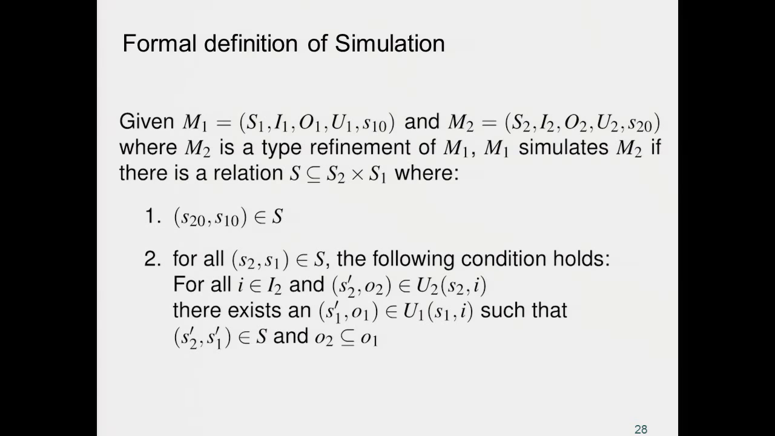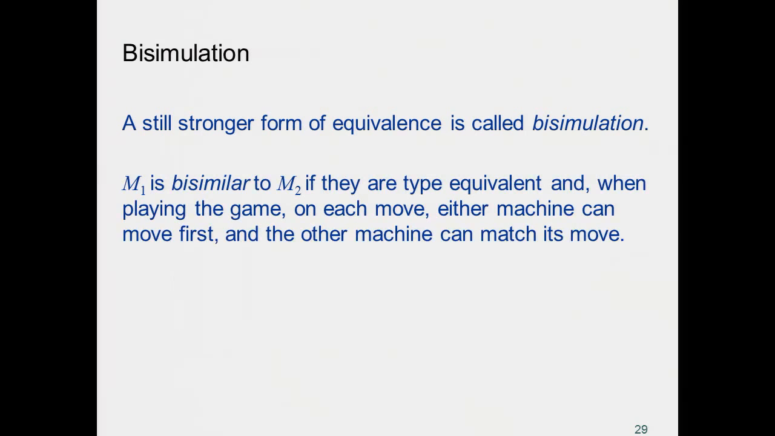So this essentially says that everything that machine 1 does, machine 2 follows. And actually, it's all the way around: everything that M2 does is contained in everything that M1 can do because of this relation. So any evolution of M2 is contained in M1.